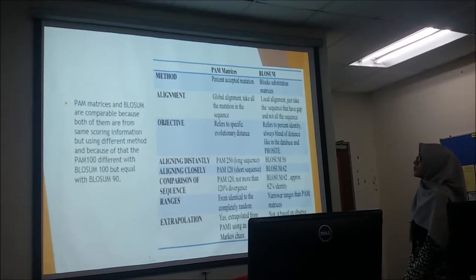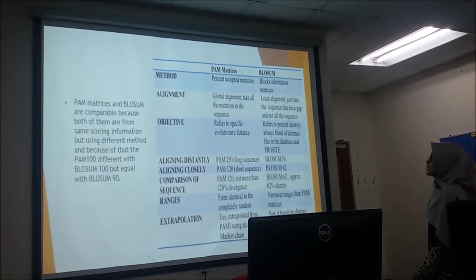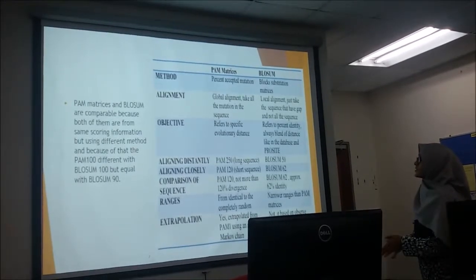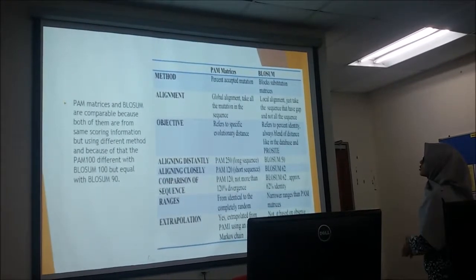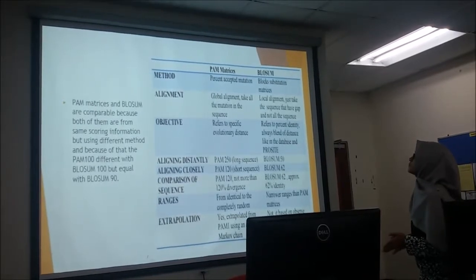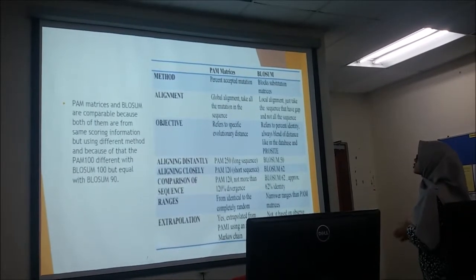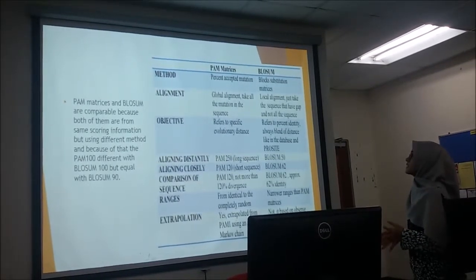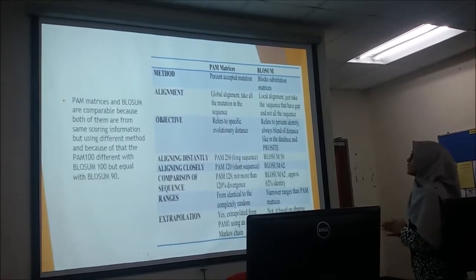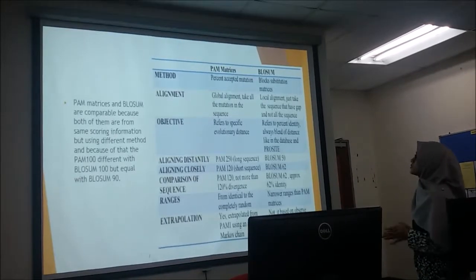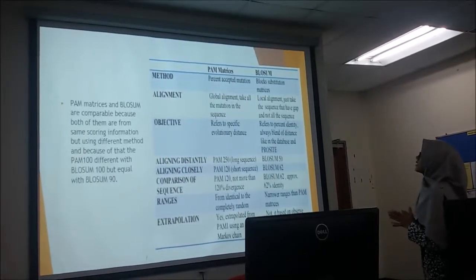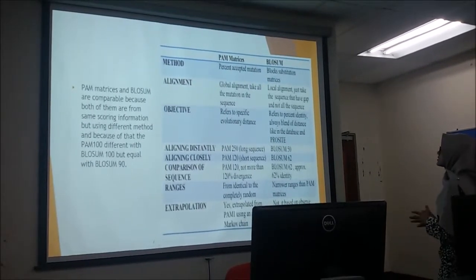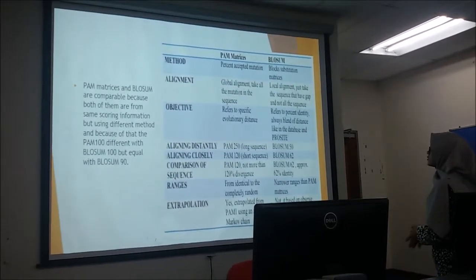First, we compare their method. For PAM matrices, the method is based on percent accepted mutation, but for BLOSUM, the method is based on block substitution matrices. Second one is the alignment. PAM matrices is global alignment, takes all the mutations in the sequence, and BLOSUM is local alignment, just taking the sequence that has gaps and not all the sequence.